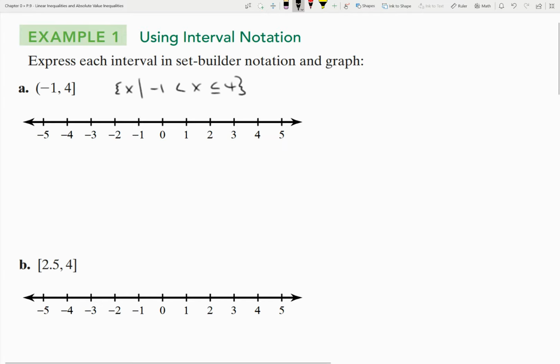If I'm going to graph that, I'm going to put a parenthesis at -1 and a square bracket at 4, and I'm going to color in the space between them. Okay, we'll use a red. Color in the space between it. So here's my graph.